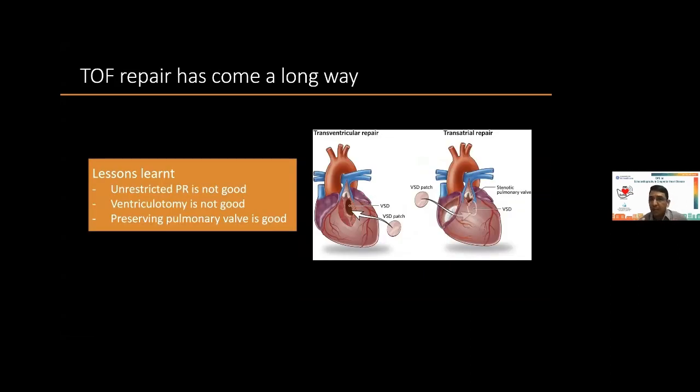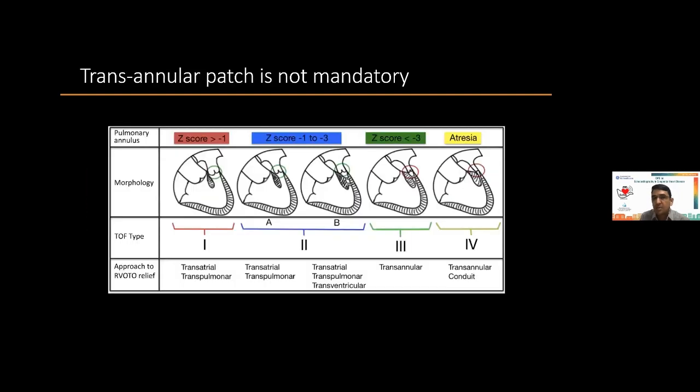Now, TOF repair has come a long way. What we have learned is unrestricted pulmonary regurgitation is not good, ventriculotomy is not good, and preserving the pulmonary valve is good. So earlier on, it used to be transventricular repair. Now it is transatrial repair. More and more surgeons are doing it, and we believe that this is a much better approach than doing a transventricular repair.